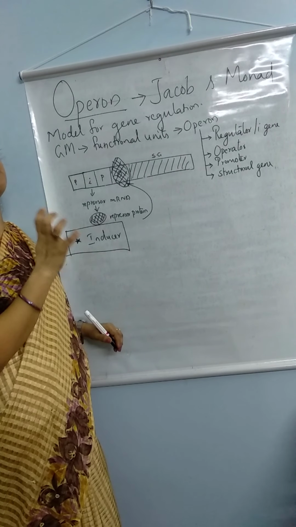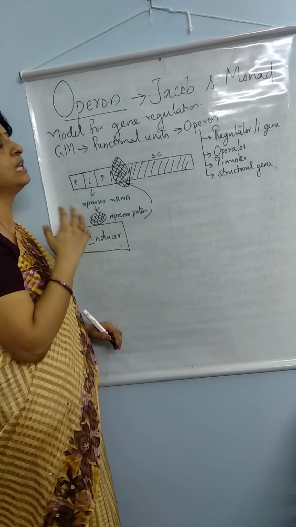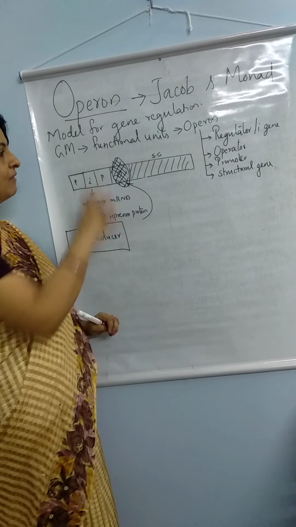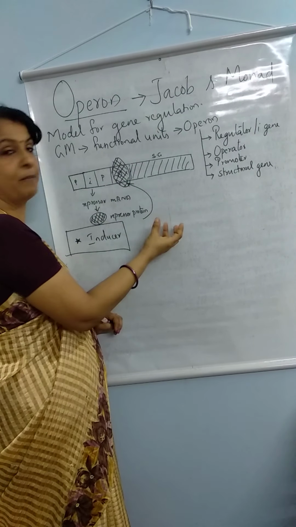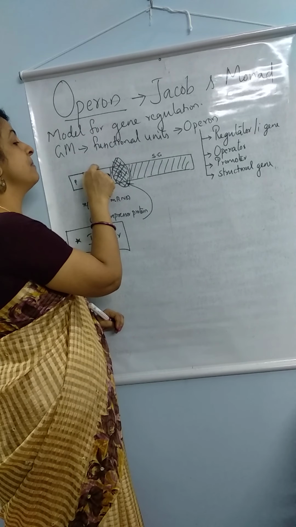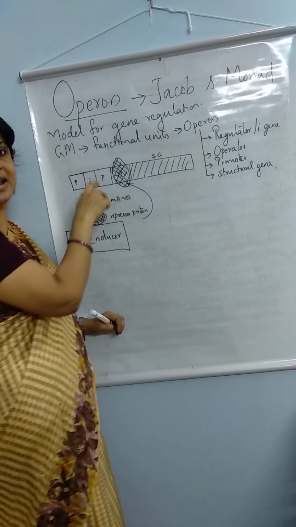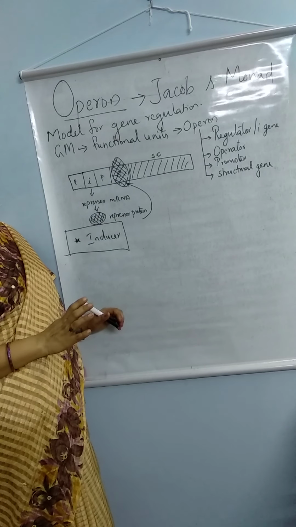for the RNA polymerase to bind. So it cannot start the process. When this repressor is removed from the operator, what will happen? RNA polymerase will bind to the promoter region and it will start the process.